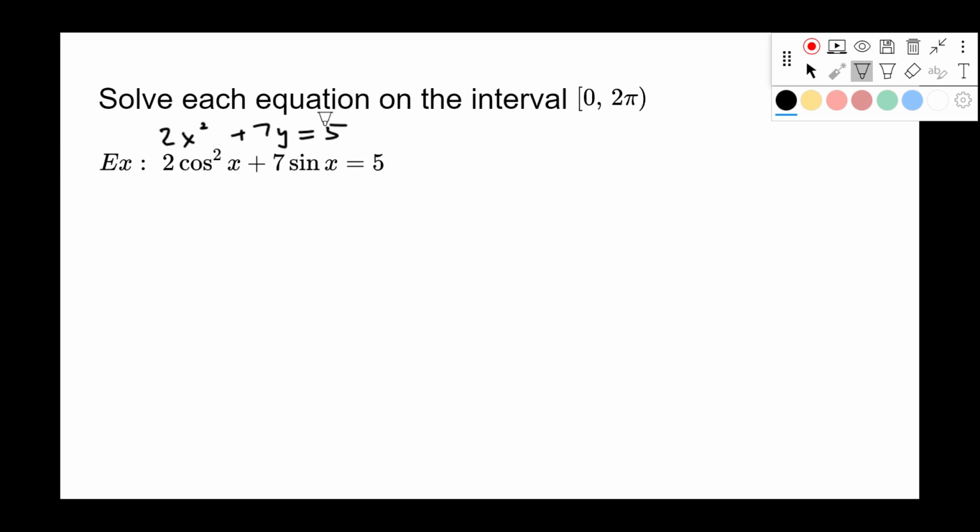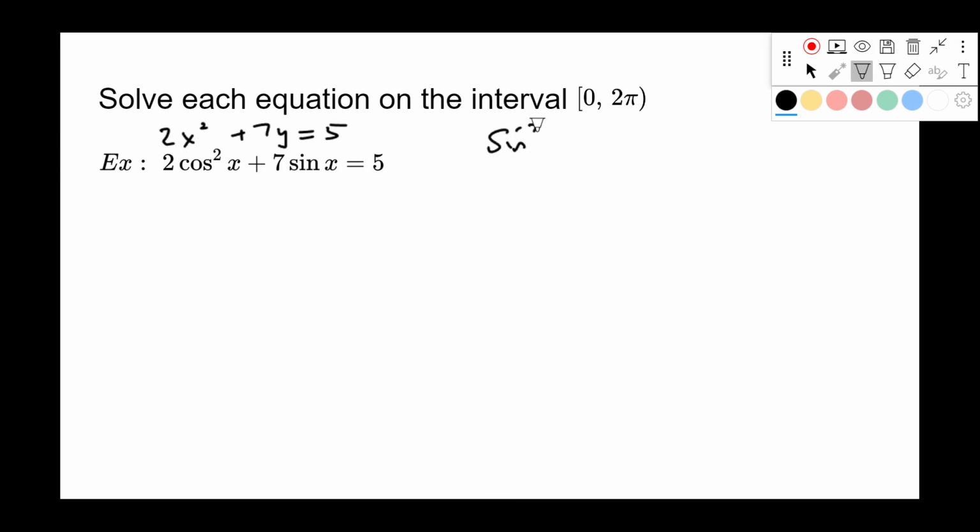So what are we going to do with it? Well, what we're going to have to do is somehow change one of these trig functions to be the other one. So I need some identity to change one of these two into the other. Well, I know something about this cosine squared here.